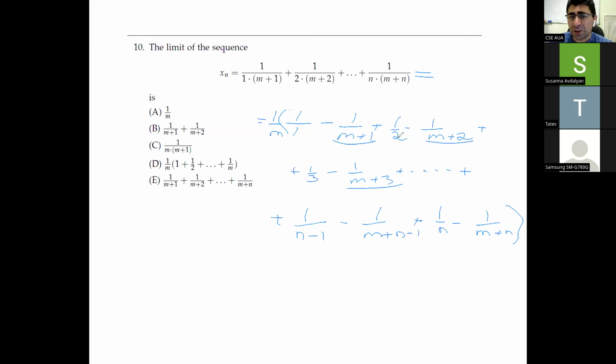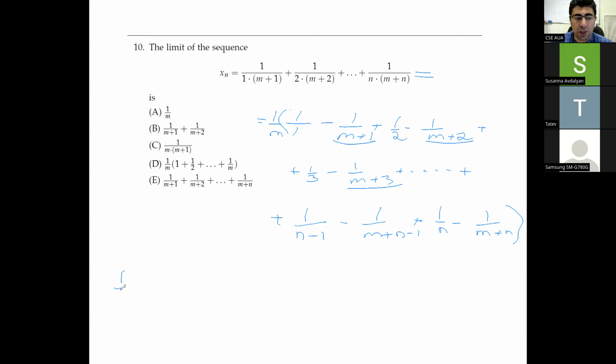1/2 will be cancelled with some of these terms. No. 1 over 3 can be cancelled again with 1 over m plus 1, 1 over m plus 2, 1 over m plus 3. So when you said 1/2 is not cancelled, it might be cancelled with the first term if m equals 1. But if not, then okay.